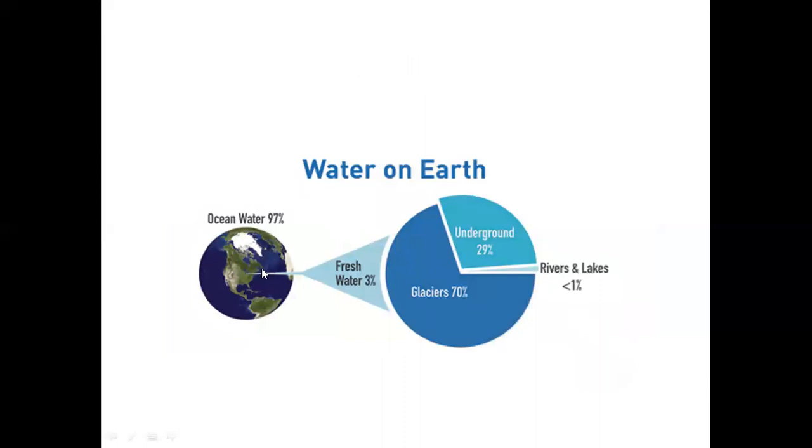Now, water on earth is very important. 97% of water on earth is in the form of oceans and seas. Only 3% is fresh water. Out of the water on earth, 97% is ocean and saline water, and only 3% is fresh water. Fresh water is present in the form of rivers, lakes, streams and swamps.